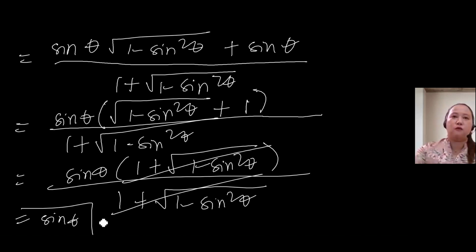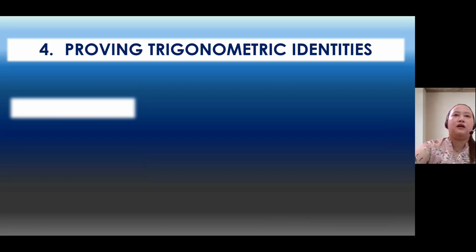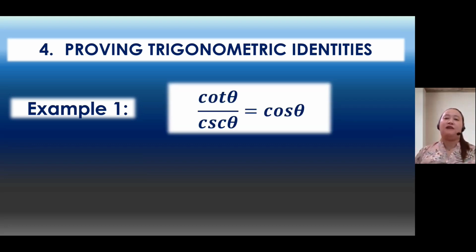Next, let us go back to the PowerPoint. So now let us have proving trigonometric identities. In proving a trigonometric identity, this time we have an equation. So this is different from the third topic, in which we were just given one expression. We're just going to write it in terms of cosine or sine, depending on what is specified in the direction. So if you are given an expression, you have to solve it vertically. Okay, you have to solve it vertically.